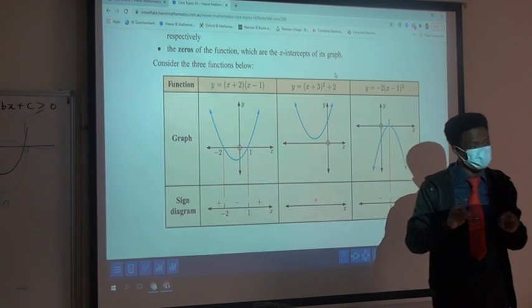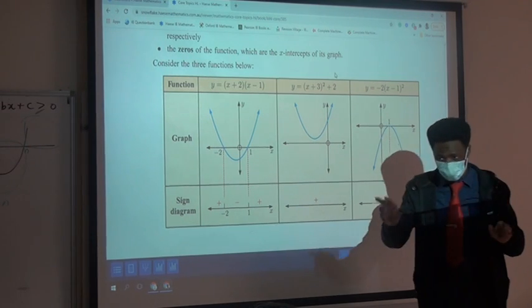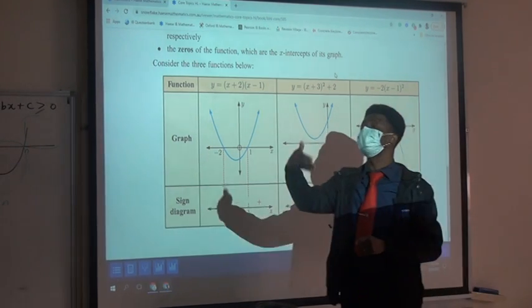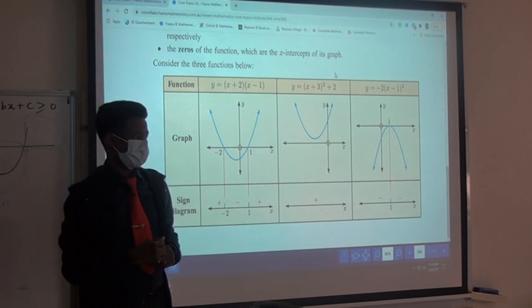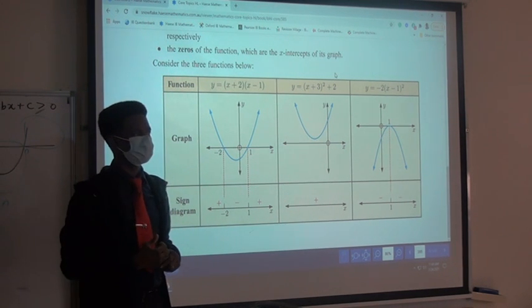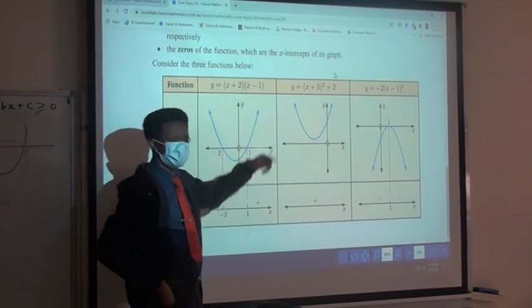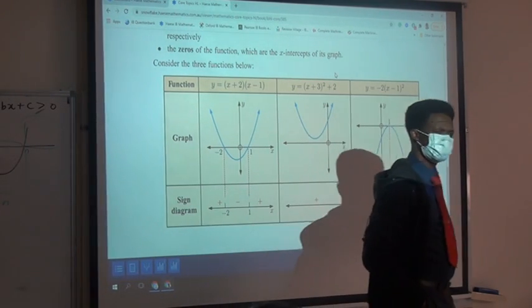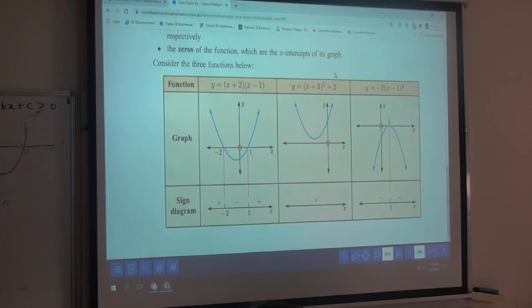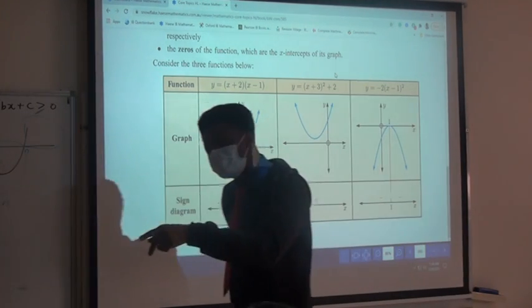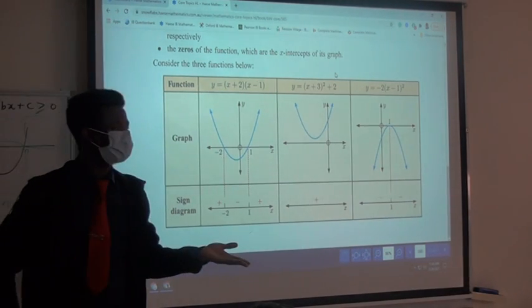Understand? Two distinct linear factors. Two equal linear factors. Or we can say two repeated. We don't say equal. We say repeated factors. Understand? These are the factors, right? Why do we call it factors? Does anybody know? Because they divide. You can divide it.